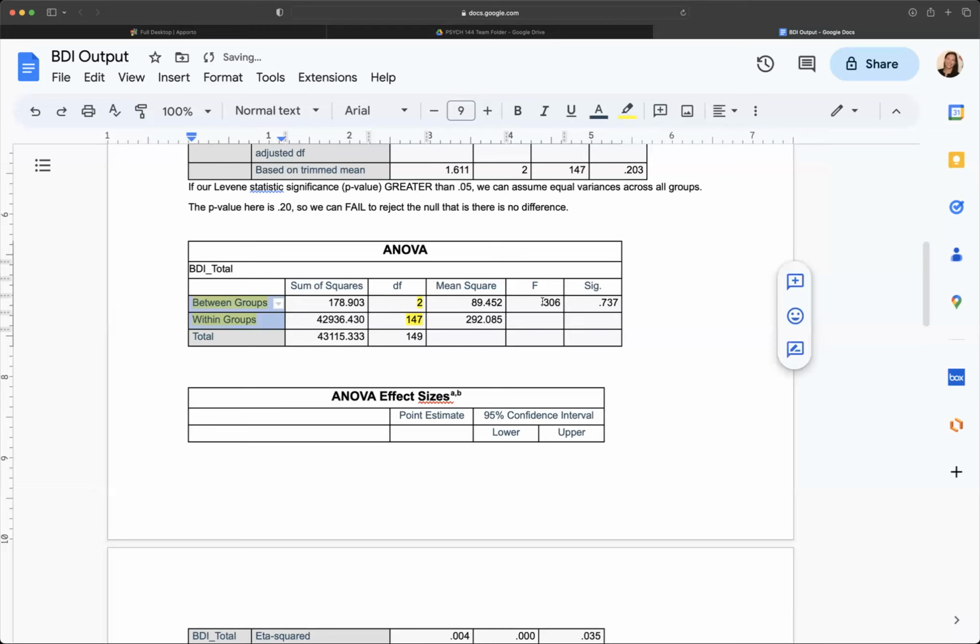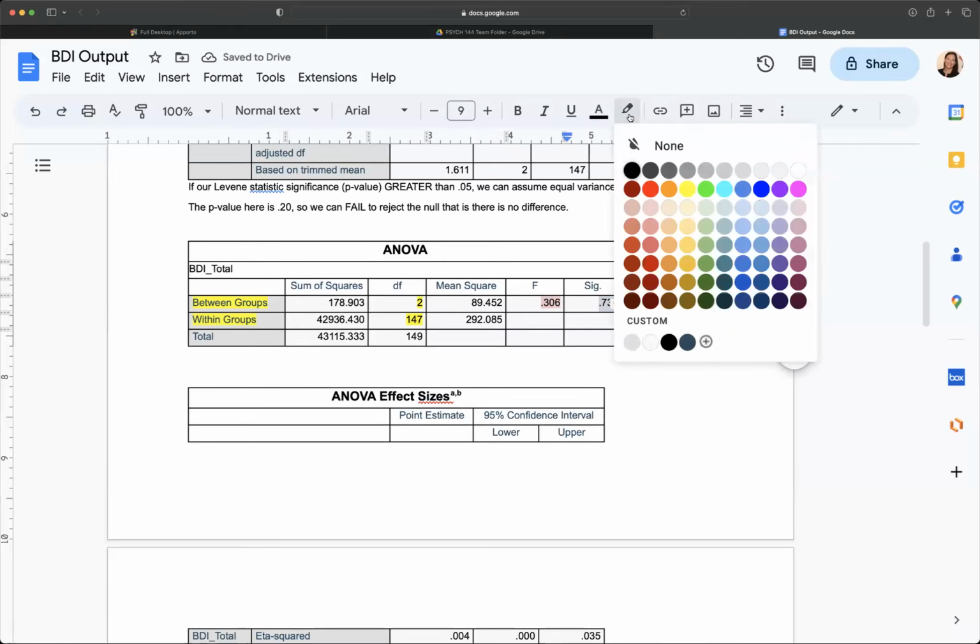And then we also need to report our F statistic. That's our test statistic for an ANOVA. We use an F distribution. Remember, that's the one that doesn't have the same two tails to it. We're looking for an overall difference, and that's what the F score will give us. So we want to evaluate that number. And then sig is our p-value. So we want to evaluate that number as well.